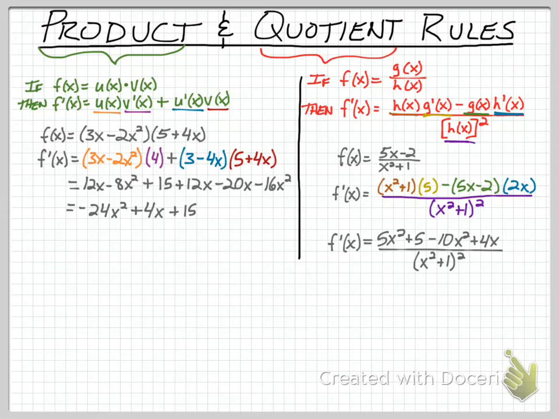Simplifying the numerator still, we have negative 5x squared plus 4x plus 5 all over x squared plus 1 all squared. If we look at that, it's not really factorable, so there's nothing we can do to cancel out an x squared plus 1, so we'll just leave it in this form.